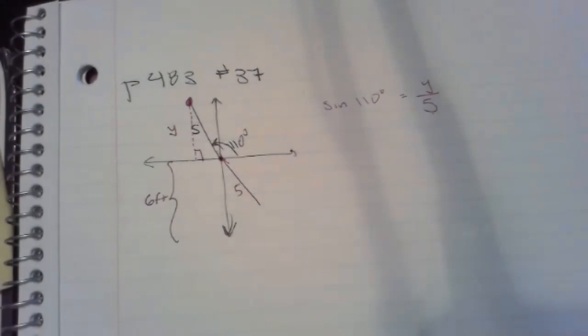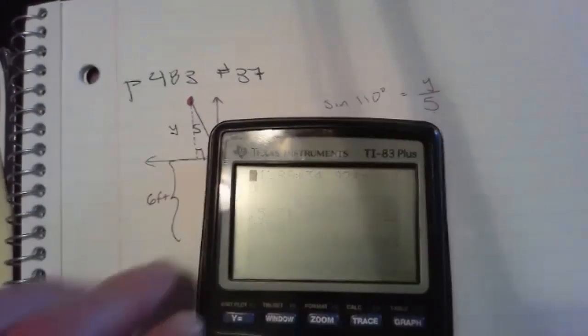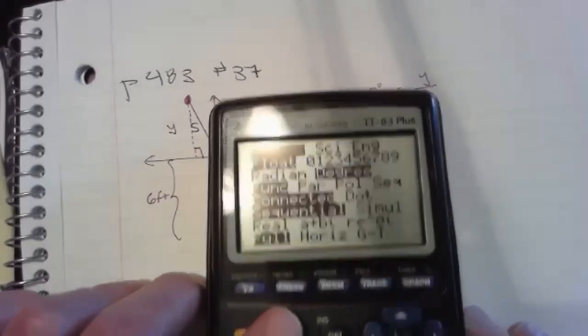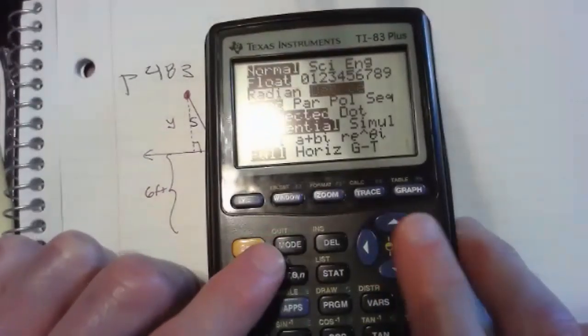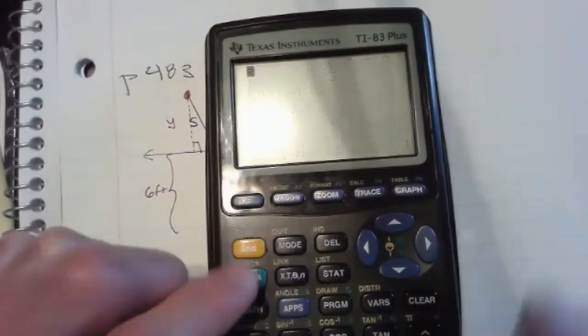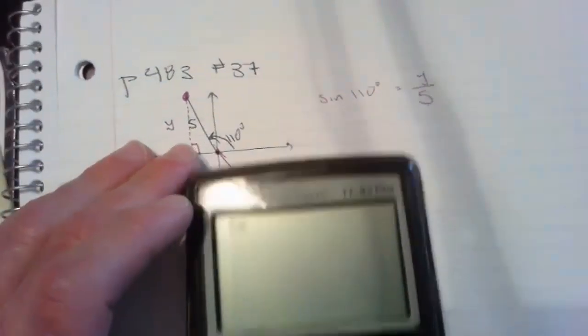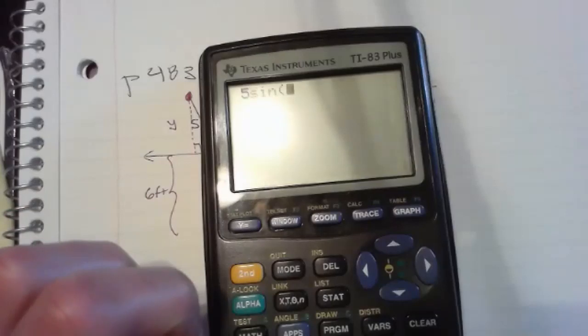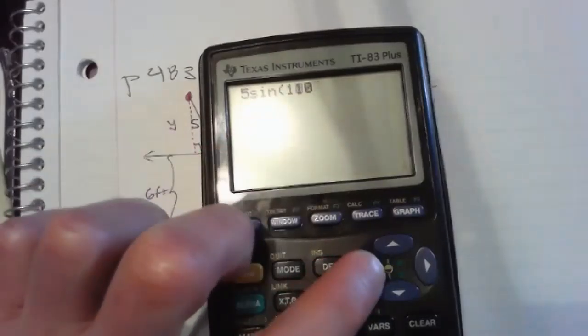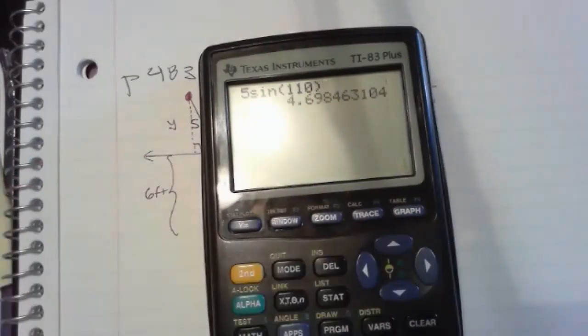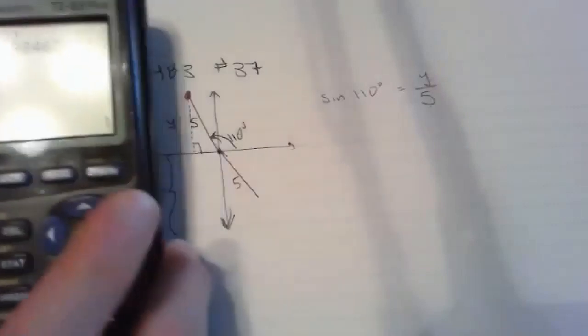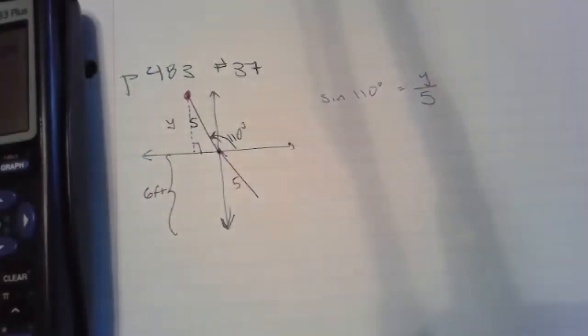We are going to have to make sure that our calculator is in degree mode. So go to mode and then make sure degree is highlighted. If you want to convert to radians, you can. So we're multiplying 5 over here. So 5 goes first. 5 sine 110 degrees. Close my parentheses just to be sure. Okay, so that's 4.698. So 4.7, correct? So that's 4.7.